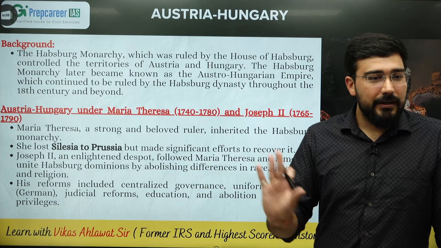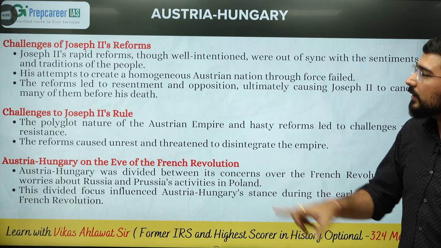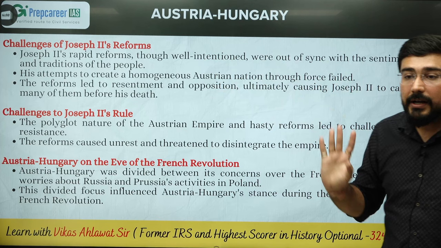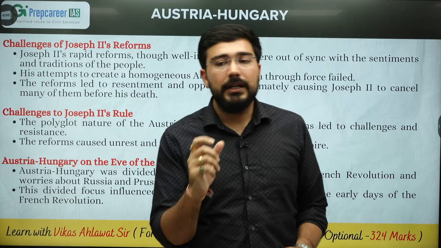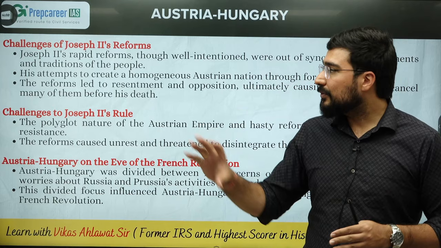Okay, so all these reforms included centralized governance, uniform language, judicial reforms, education, abolition of nobility privileges. Many reforms were done by him, but the biggest challenge was, even though they were well intentioned, they were out of sync with the sentiments and tradition of the people. So this is again a limitation which we see with the enlightened despot. Inka jo man mein aaya kar diya, but they do not see that it is a democracy. Okay, if the will of the people is not accepted, it's not going to last for long.